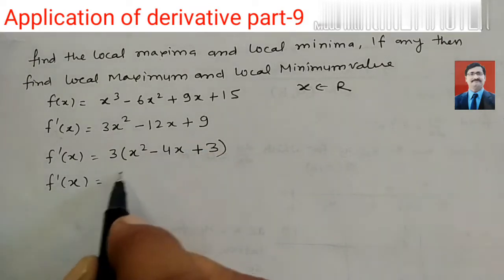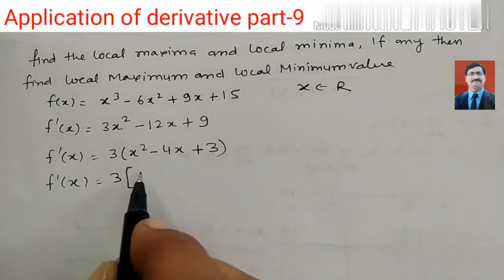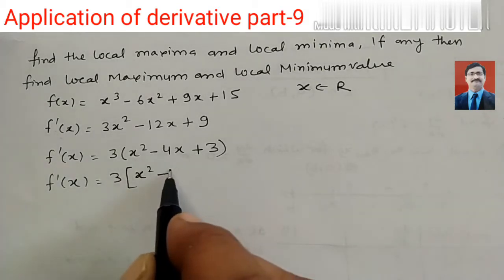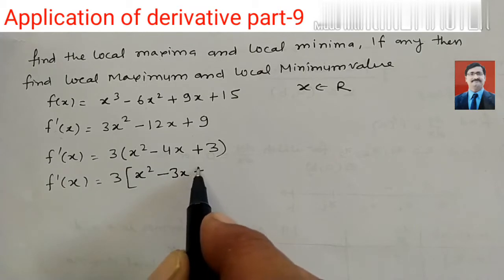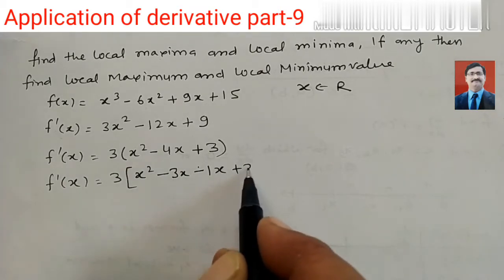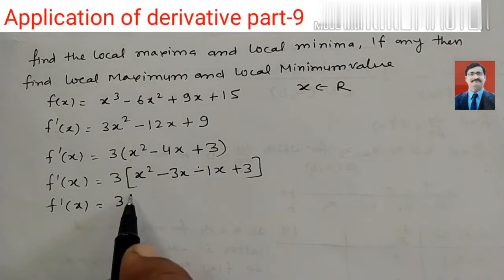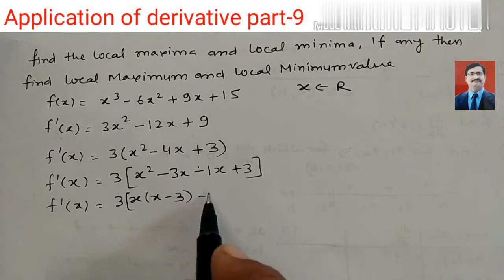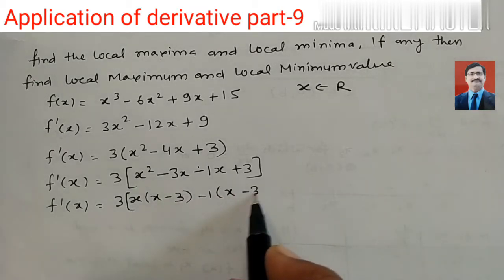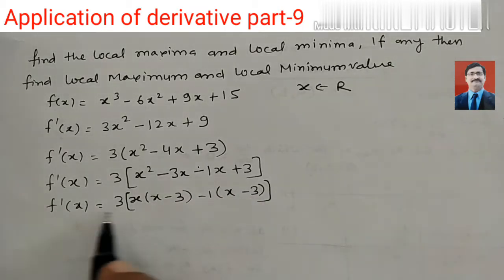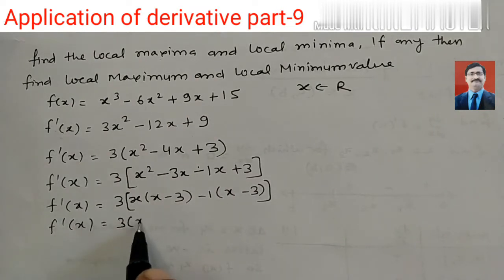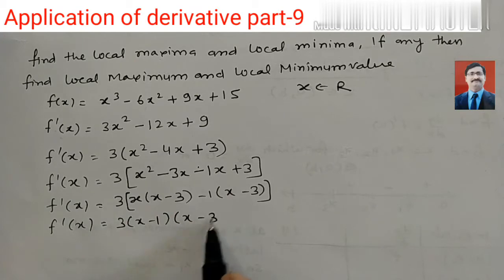Now we will do the middle term splitting of this. So we get x square minus 3x minus 1x plus 3. Now f dash x will be equal to 3; we take x common, so we get x minus 3, and minus 1 is common, x minus 3. So we can write here f dash x equals 3 times x minus 1 and x minus 3.